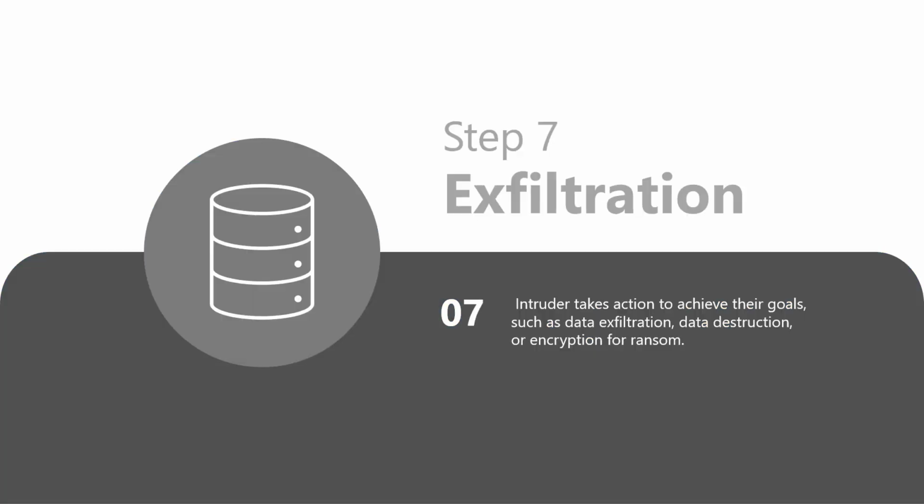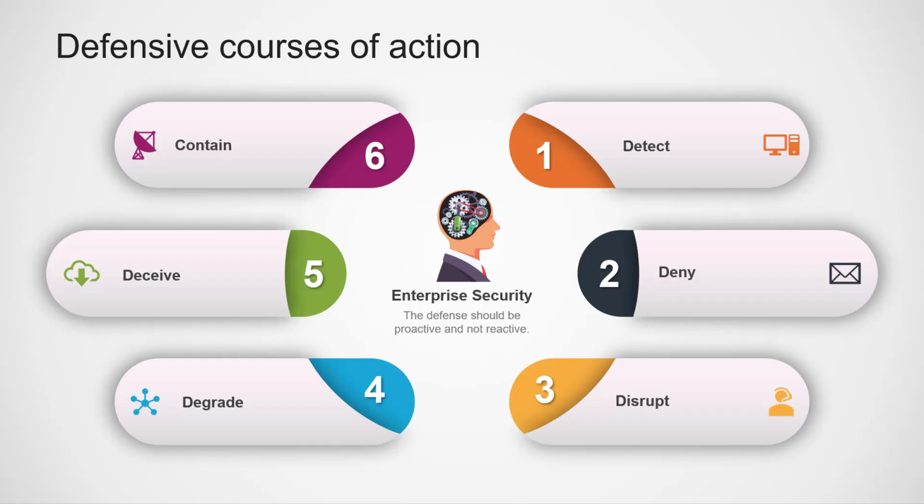And finally, step 7 has been identified as exfiltration. This is where the intruder takes action to achieve their goals. It could be anything from data exfiltration, data destruction, or encryption for ransomware. Now, what we need to do is actually look at the defensive courses of action within this cyber kill chain.